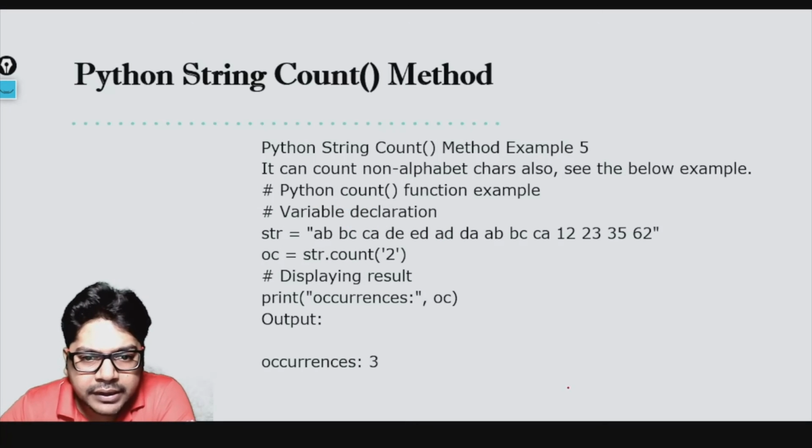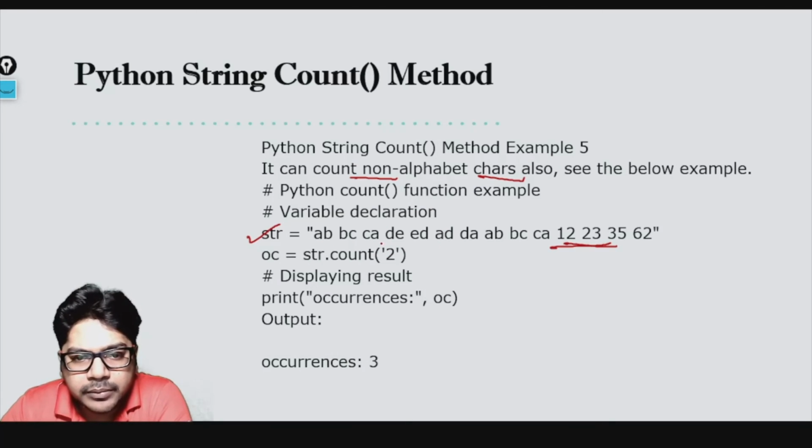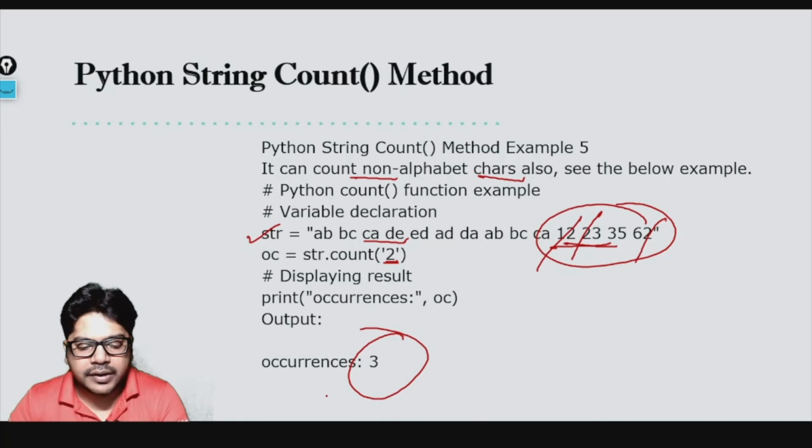And then we have another example over here. It can count non-alphabet characters also. Like here you see, we have given a string where we have alphabets along with numbers, and then we are trying to find 2. So how many times is 2 there? 1, 2, 3. So it is giving you 3. So let us have a look over there.